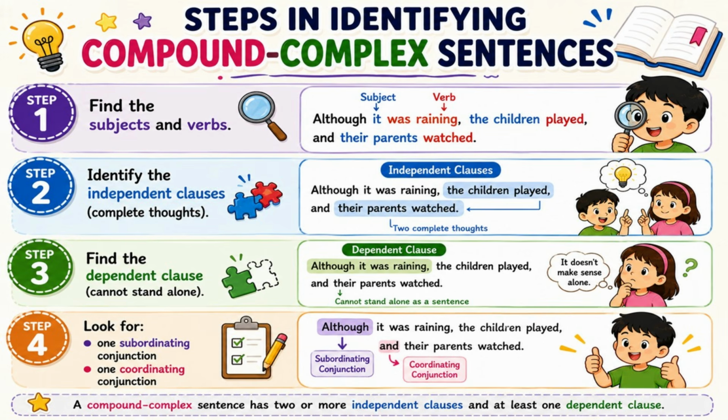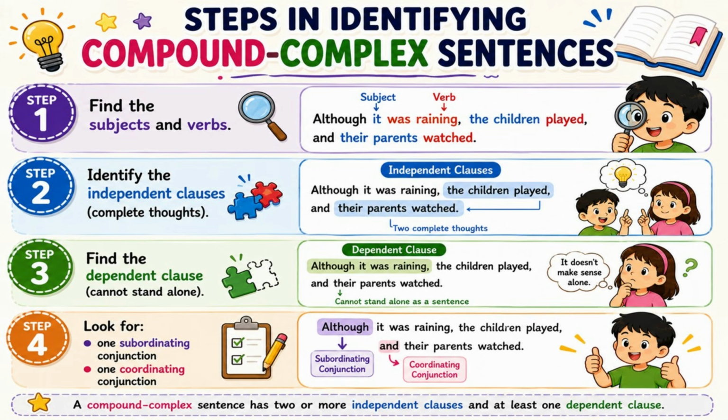For example, although it was raining, the children played and their parents watched. "It" is the subject, "was raining" is the verb. Independent clauses: the children played and their parents watched.